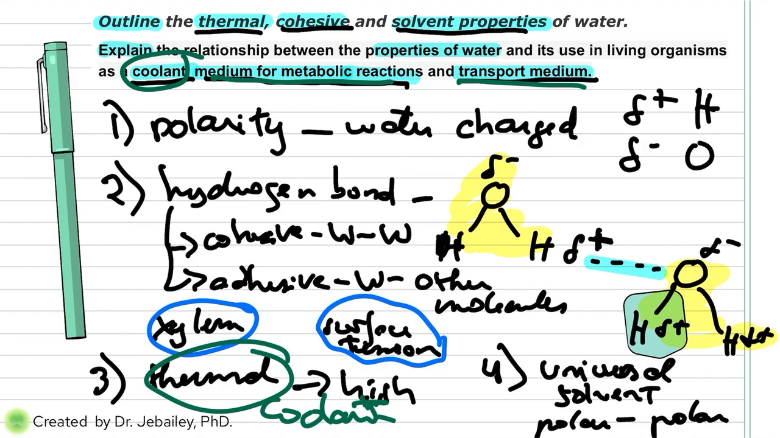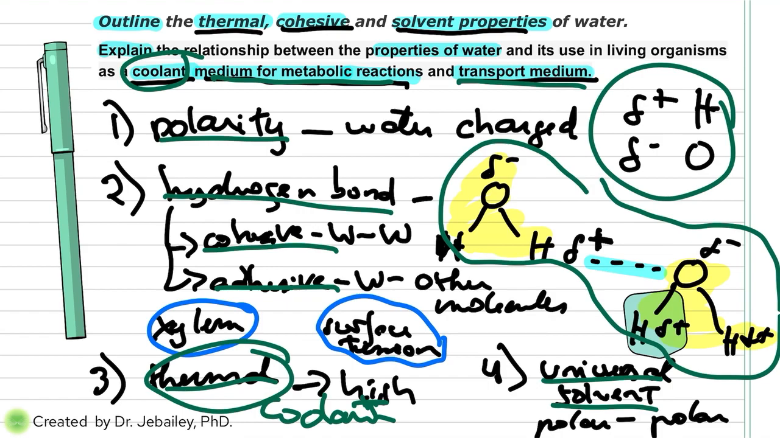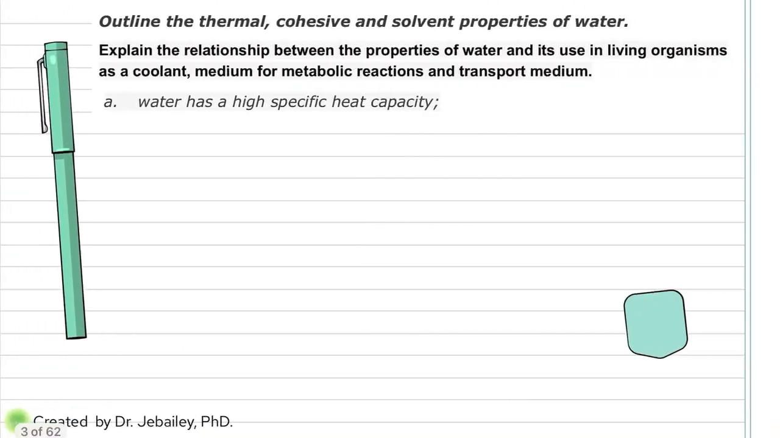But if you mention polarity, the hydrogen bonds, cohesive and adhesive, all the thermal properties, and universal solvents, just mentioning these and drawing, of course, two molecules of water connected with their charges, I guarantee you have nailed all the possible points you can get in any essay that talks about water. So let's look at the mark scheme.